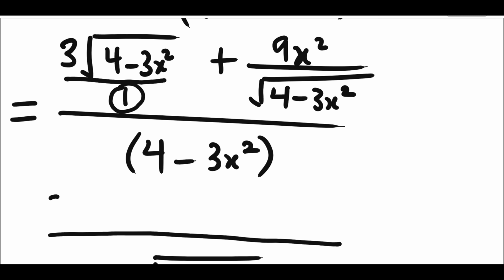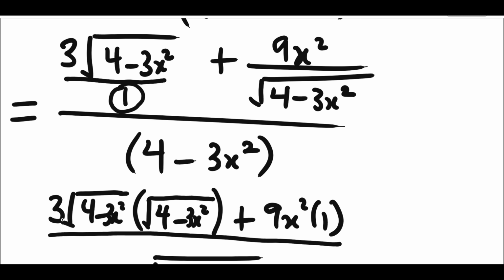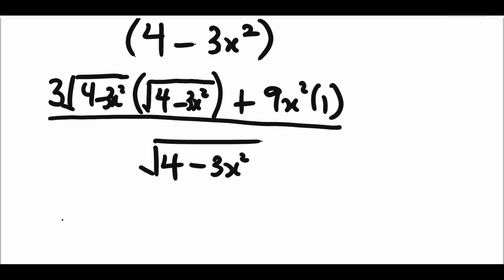So we are going to multiply 3 square root of 4 minus 3x squared by the square root of 4 minus 3x squared. Close it nicely. Then plus, now the fraction with a numerator of 9x squared has a denominator which is the same as the LCM. So when you divide, you still get 1. So you use that one to multiply the 9x squared. So we have 9x squared times 1. Alright, so all over the LCM.